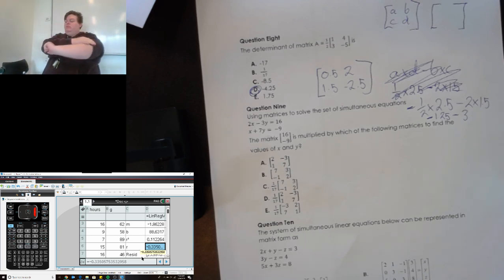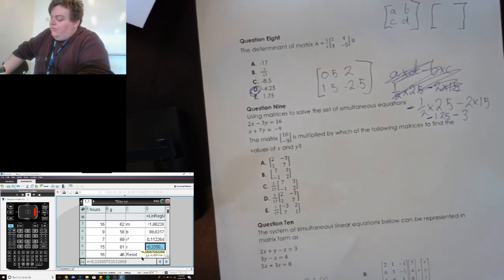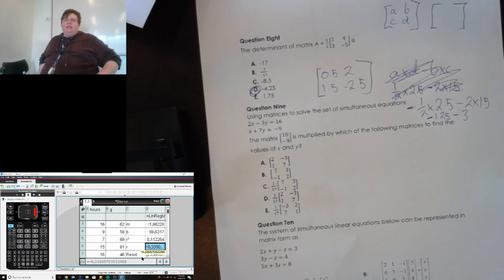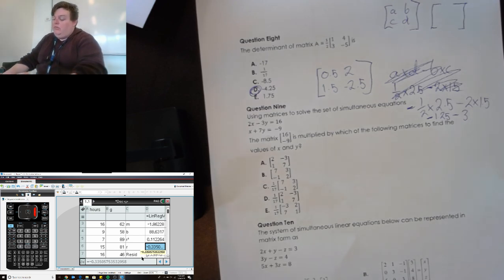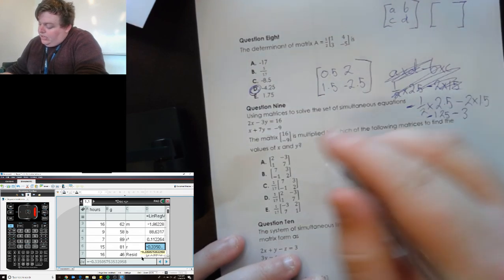Using matrices to solve a set of simultaneous equations. Matrix 16 over 9 is multiplied by which of the following matrix to make the values of x and y? Okay, so the process of simultaneous equations is that you have the values here.